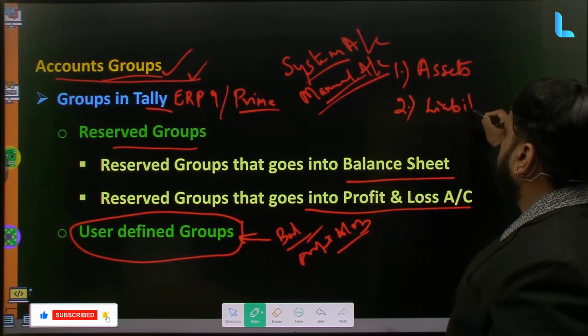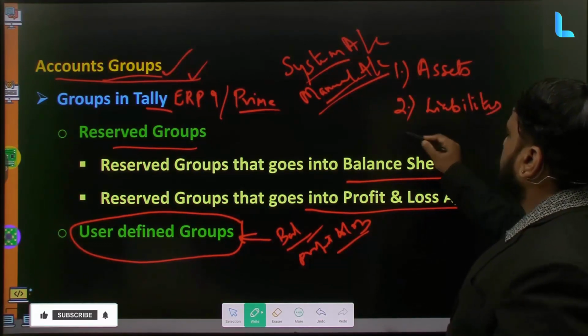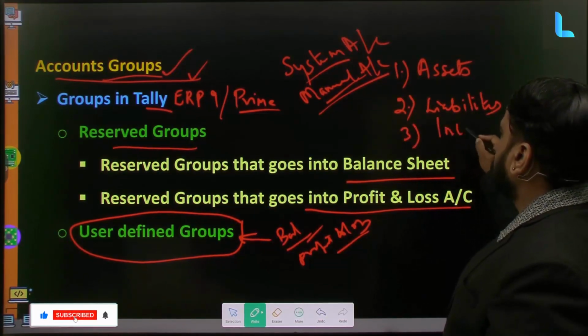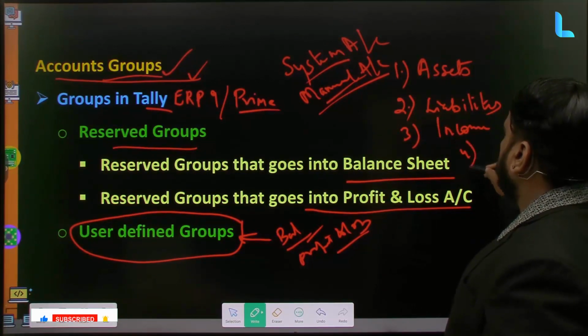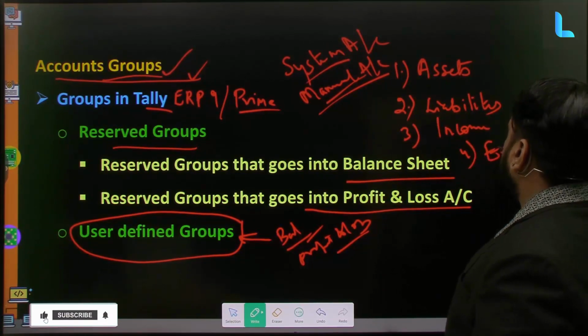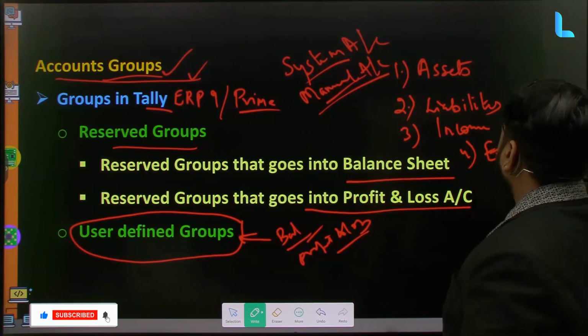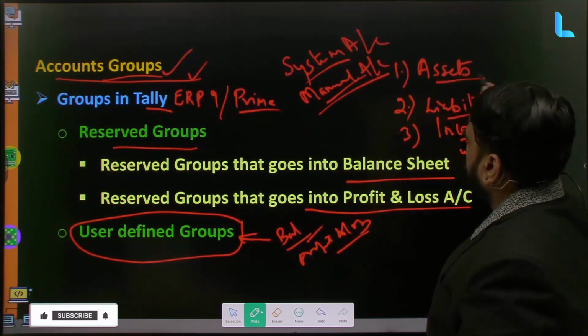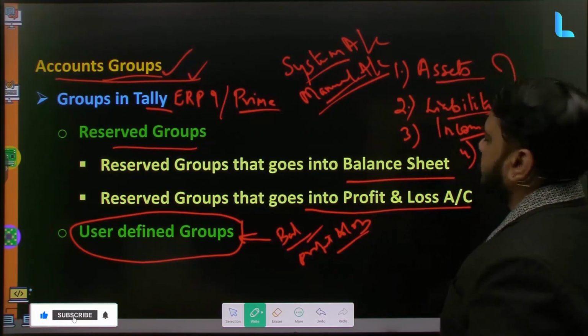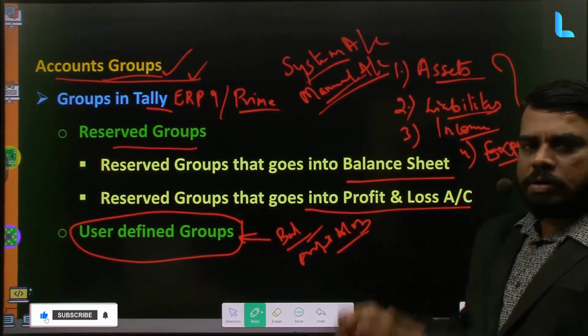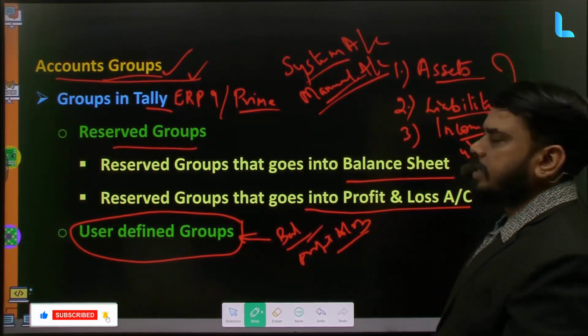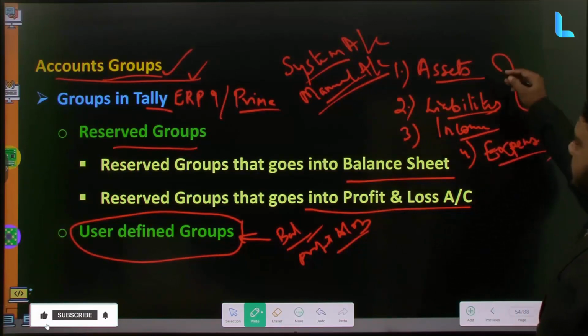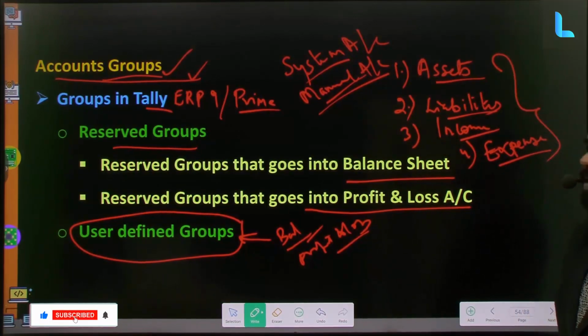These are the four main account heads, we can say: assets, liabilities, income, and expense. So these are the main account heads. You can consider this to be the boundary. Whatever new account type we are going to create will come under any of these four account heads only.